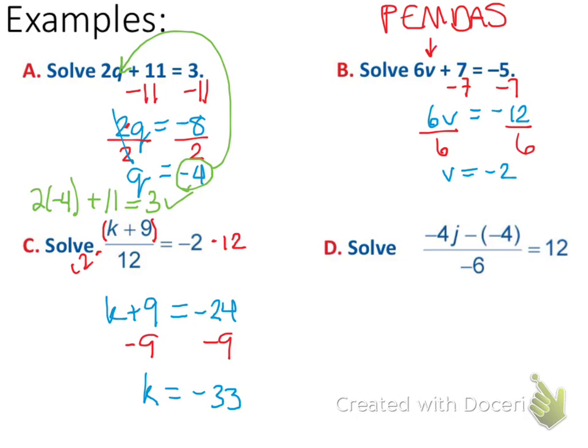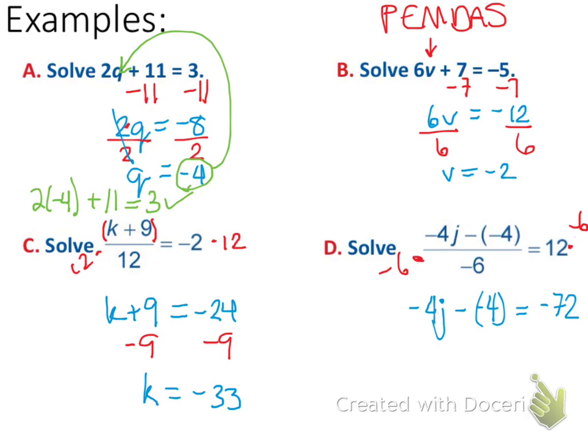All right, so we're going to multiply both sides by a negative 6, because everything on top is in parentheses, so we can't touch it yet. That makes the negative 6 disappear. I'm left with negative 4j minus negative 4 equals negative 6 times 12 is 72. Alright, so I'm trying to get the j alone. I've got some multiplication and I've got some subtraction. What do I do first?